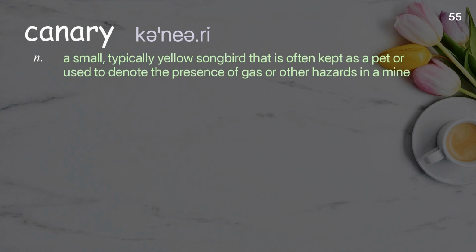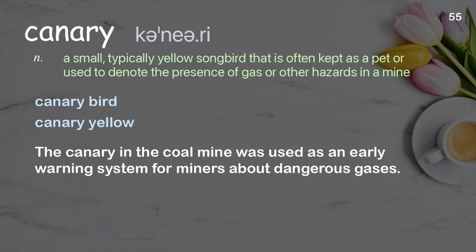Canary: A small, typically yellow songbird that is often kept as a pet or used to denote the presence of gas or other hazards in a mine. Examples: Canary bird. Canary yellow. The canary in the coal mine was used as an early warning system for miners about dangerous gases.